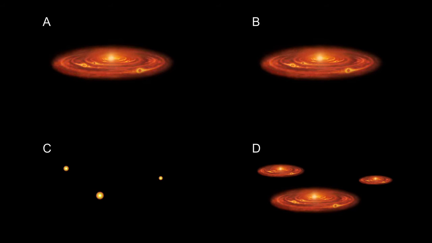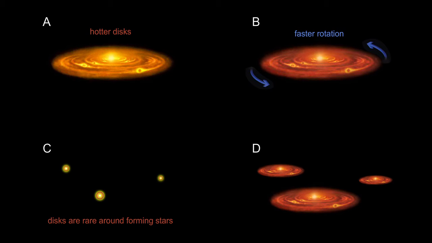Now consider this question. Based on what you have seen so far in this video, which of the following statements should be true about spinning disks of material around other stars? A: Their disks should be much hotter than the one that formed around our Sun. B: Their disks should rotate much faster than the one that formed around our Sun. C: Few, if any, other stars should have such disks when they are forming. D: Most or all stars should be surrounded by spinning disks of gas as they form.